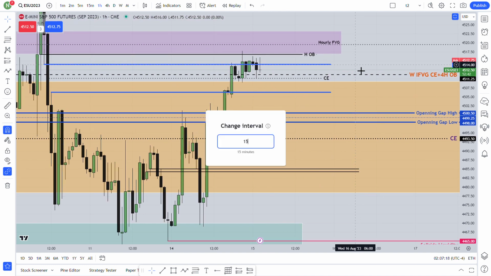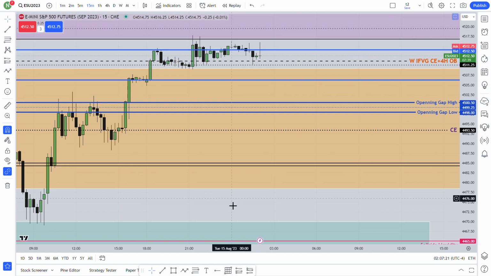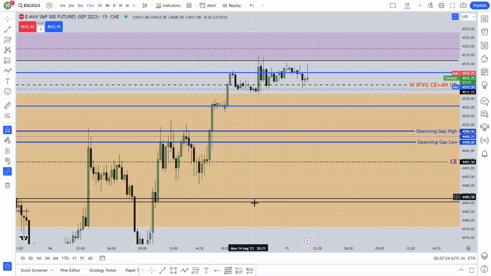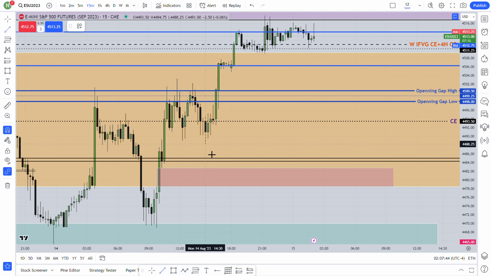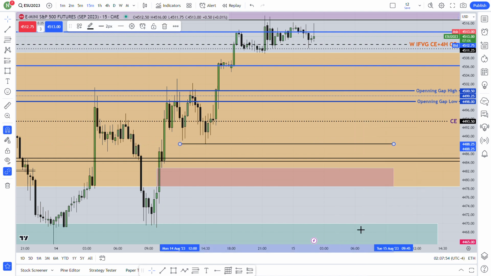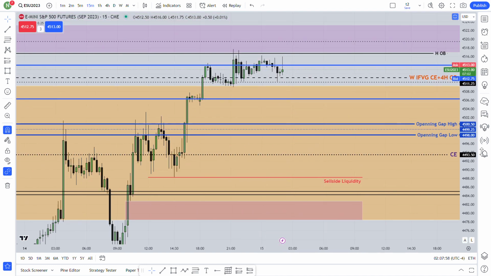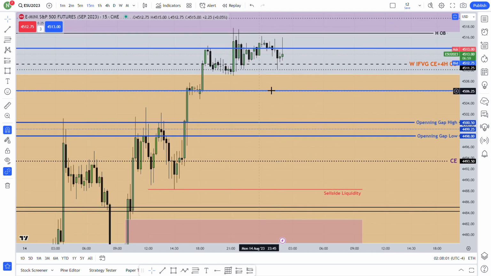Let's go to the 15-minute. If you see these lows, this is very clean, relative equal lows. There is an inefficiency in the 15-minute. Okay, let me mark this, and this. So in the 15-minute, this fair value gap. Let me mark this one.